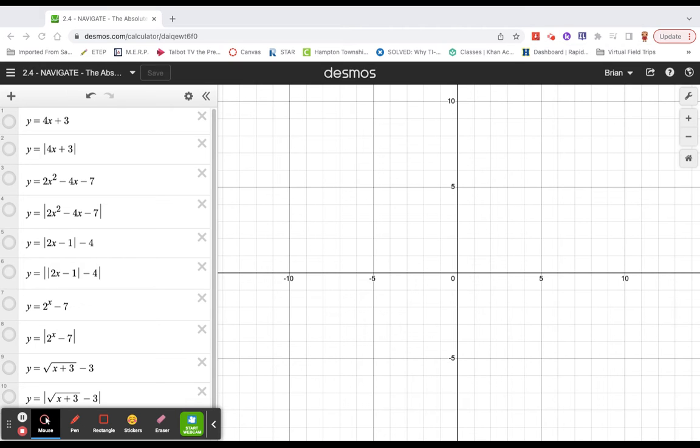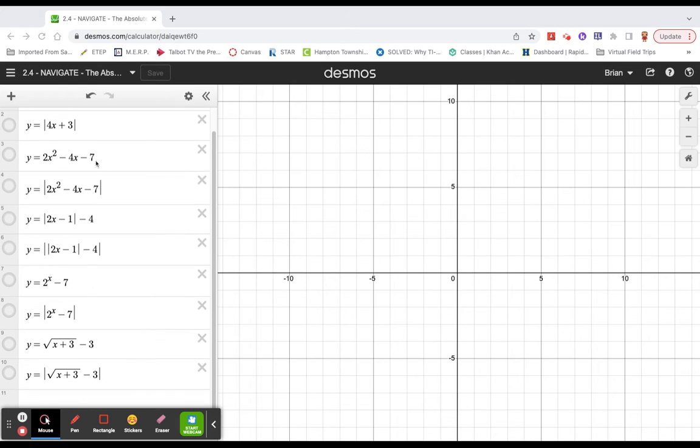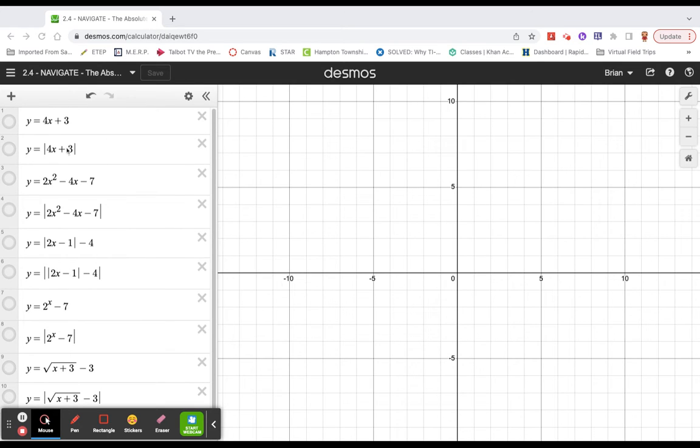The absolute value has a unique effect on the graphs of very familiar functions, and it's worth taking a look at how that effect changes the domain and range of some familiar graphs. So if you look here, I have a bunch of different graphs typed over here on the left for us to look at. And you'll notice that after each one of them is the absolute value version of each one.